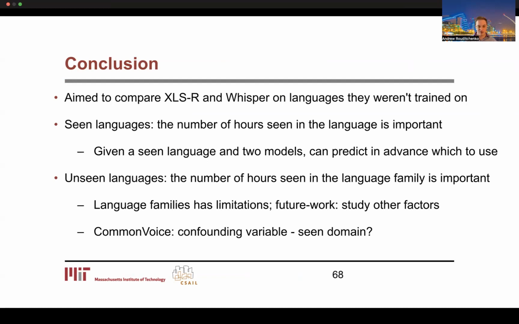We started with seen languages where we found that the number of hours seen for that language is important to compare the models. And given a seen language and 2 models, we can predict in advance which one will get better performance. For the unseen languages, we found that the number of hours seen in the language family is important. However, we acknowledge that using language families as a predictive tool has limitations, so future work should study other factors. And also for Common Voice, it seems that there's a confounding variable potentially, which is that XLSR has already seen that domain.